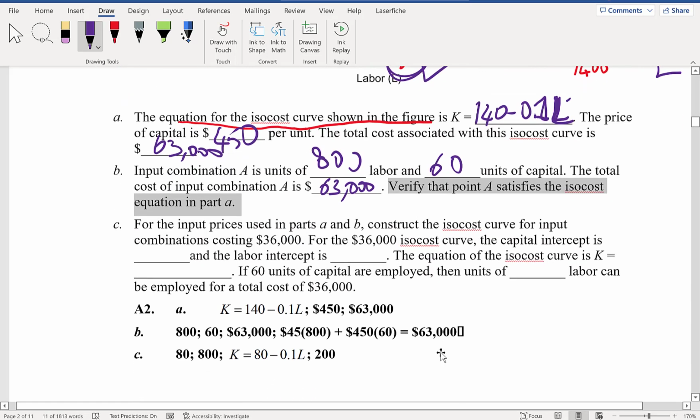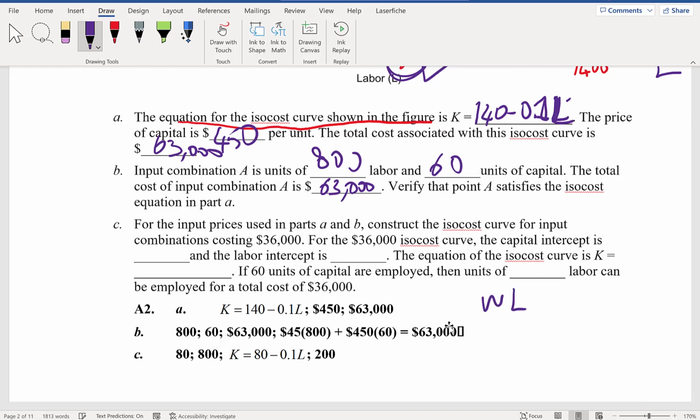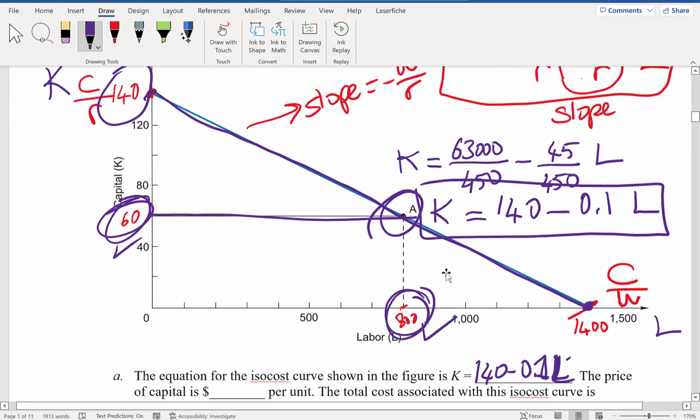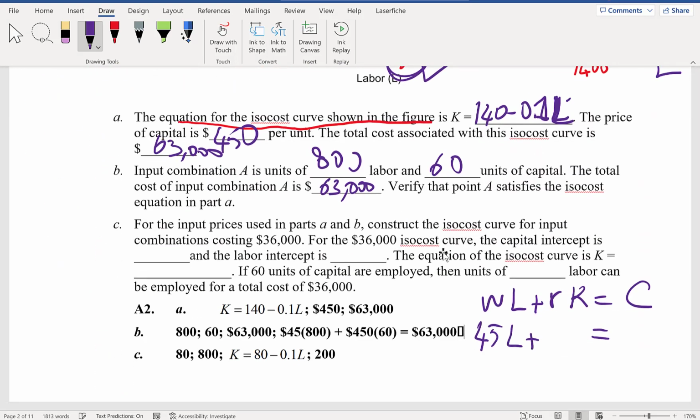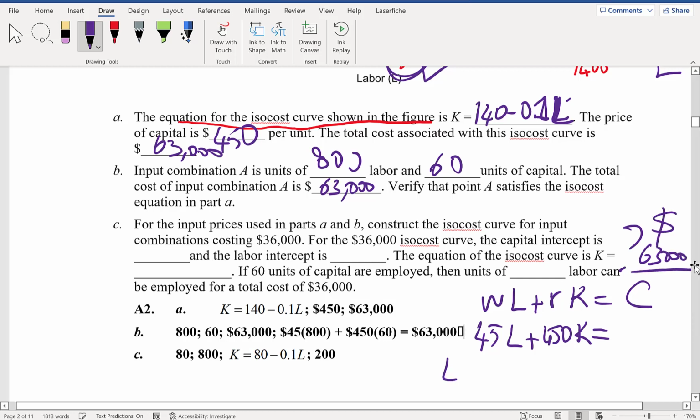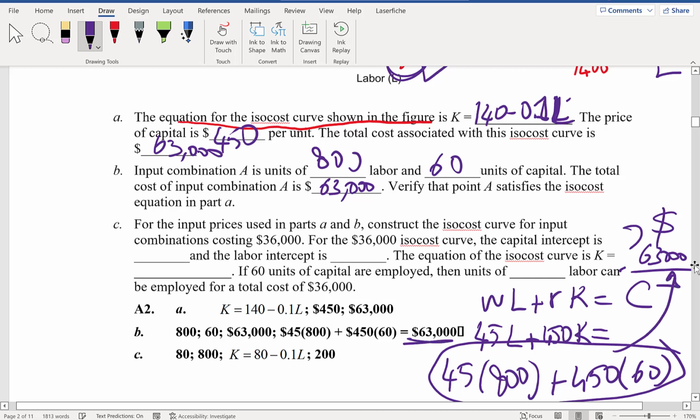So what you do is very simple. Just plug in the values, the price of labor and price of capital, using this equation. Make sure that 45 times labor plus 450 times capital is indeed $63,000. So 45 times 800 plus 450 times 60. If you calculate this, guess what? You're indeed going to find it to be $63,000. So that's how you verify it.